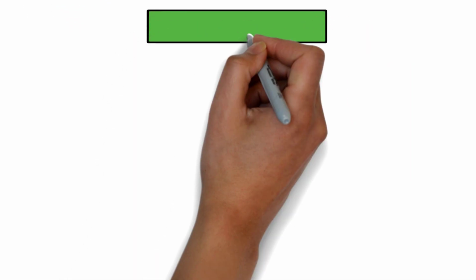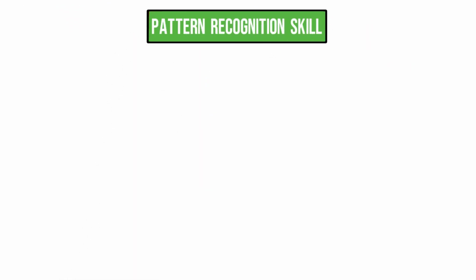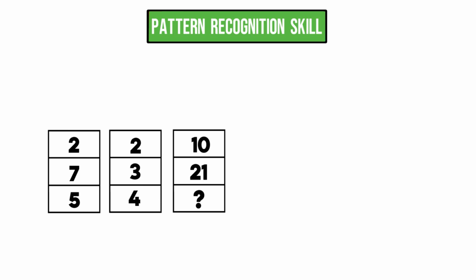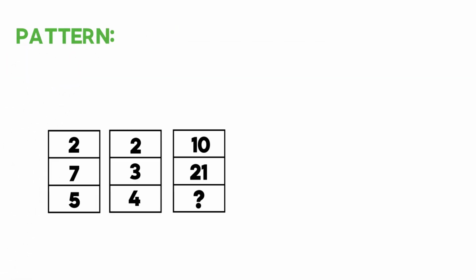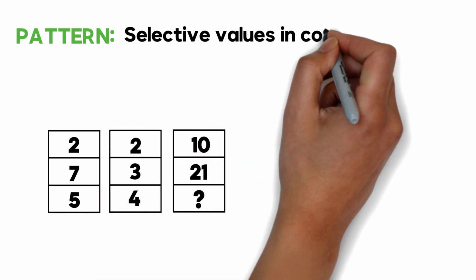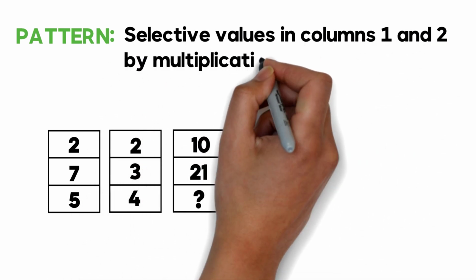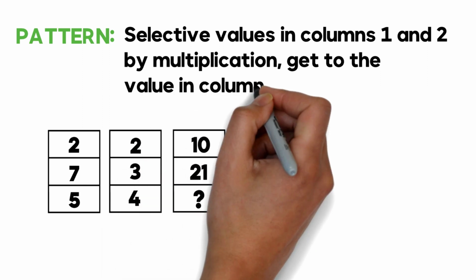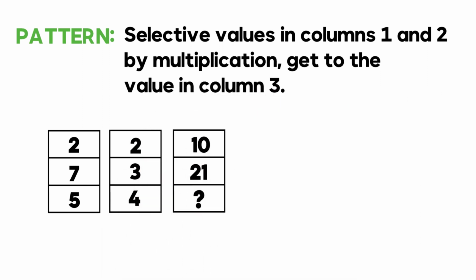The most important skill to solve these types of problems is the pattern recognition skill. To recognize the pattern, you need to look closely into each column. Selected values in columns 1 and 2, by multiplication, get to the value in column 3, and this is our pattern. Let's take a closer look at the values that are already present.